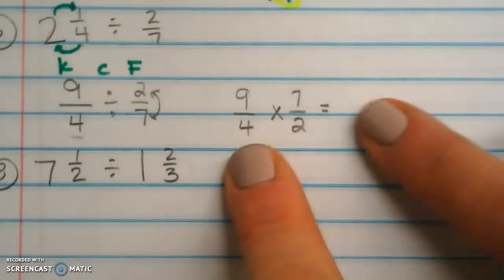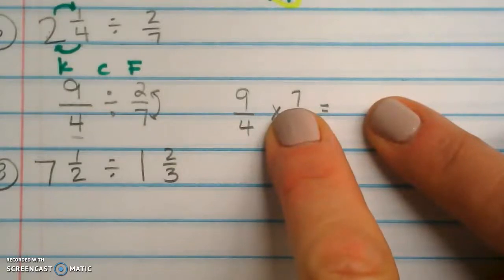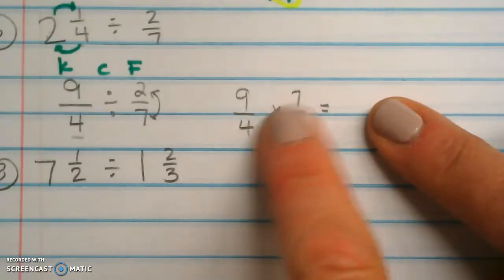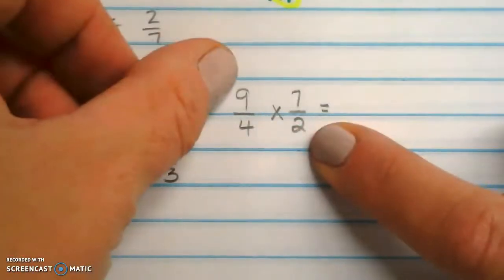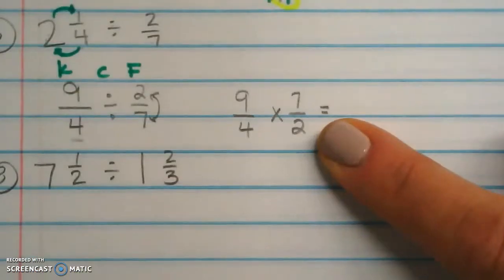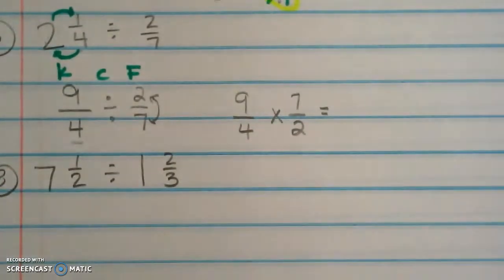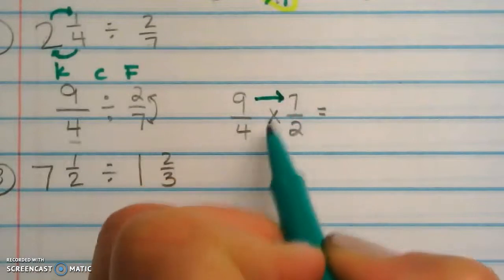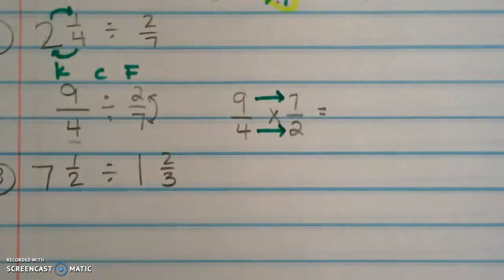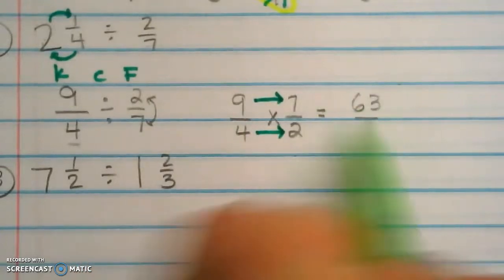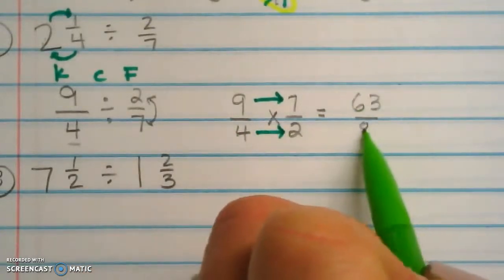If we look at these diagonal neighbors, there's nothing I can do to 4 and 7 to make them smaller. They don't share a common factor other than 1, so I can't cross-simplify. And if I look right here at 9 and 2, I can't cross-simplify because they don't share a common factor. So there's nothing I can do in this step to work with smaller numbers. So I'm just going to multiply, going straight across. 9 times 7 is 63, and 4 times 2 is 8.